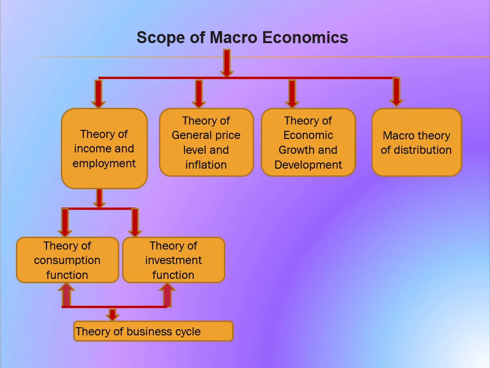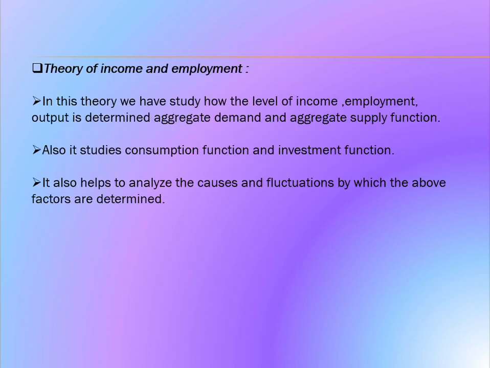Okay. So both the consumption function and investment function decide the business cycle in the economy. See, theory of consumption function is nothing but the demand side of the consumer, while the theory of investment function is the supply side of the producer. Okay, let us begin with the detailed information of all the theories of macroeconomics.